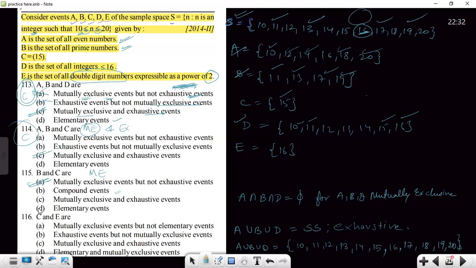But if we go and find out the compound events, no. B and C, for being compound events, they have to have all the sample points, meaning B and C should be exhaustive events to be a compound event. So that's not the case. So this option is incorrect, not suitable for us. Definitely, they are not exhaustive events, so this is also incorrect. C and D is not because there are more than one sample points. Clear? 115th question.